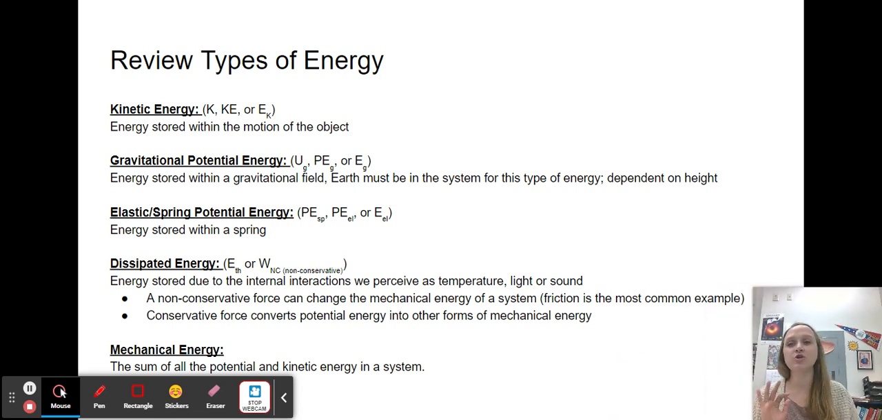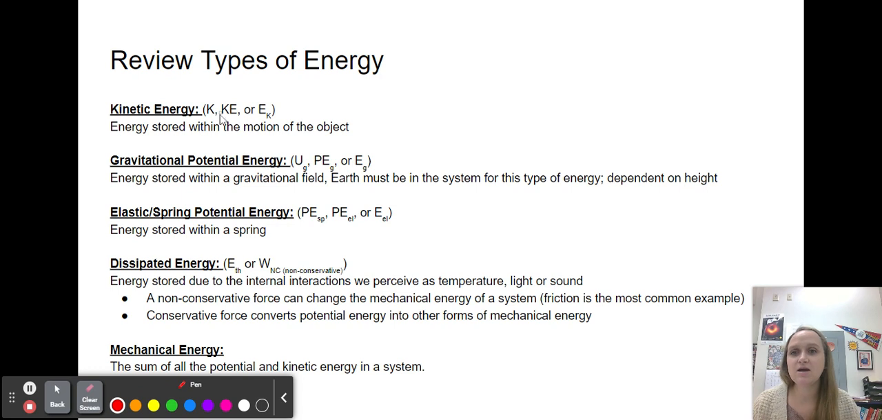terms. Now, the term kinetic energy, you might see this labeled a lot of different ways. You might see K, KE, or EK. Typically, I'm going to use the term K. This is energy stored within the motion of an object. Now we have gravitational potential energy. UG is what you're going to see typically on the AP sheet, but if you're looking at different resources, you might see PEG for potential energy gravitational, or just EG for energy gravitational.